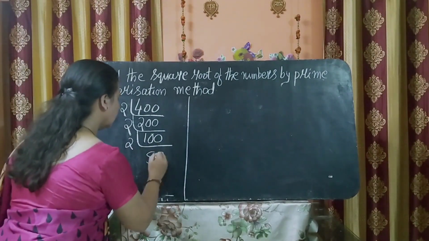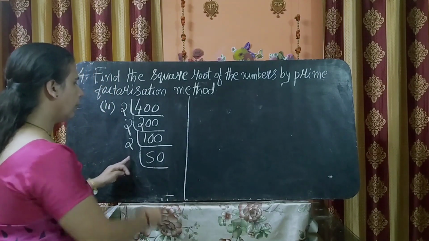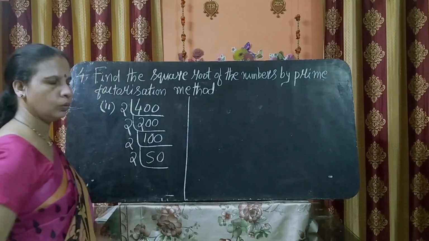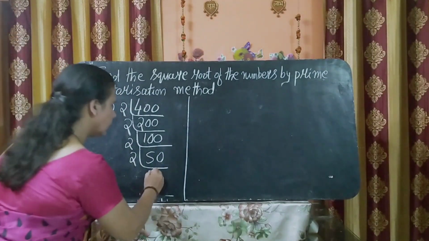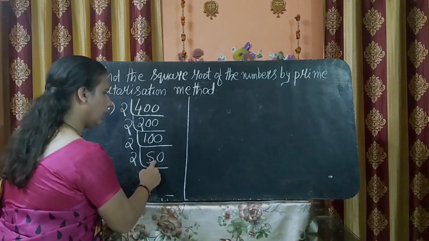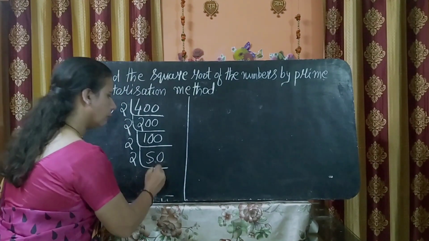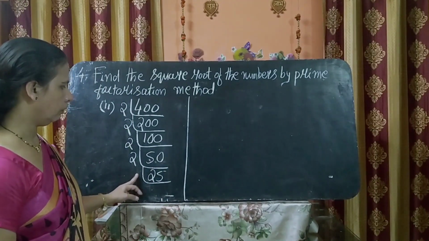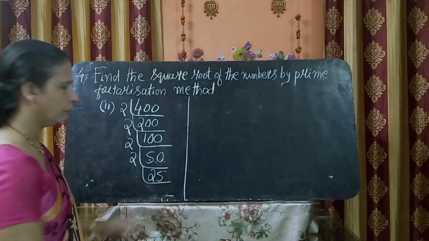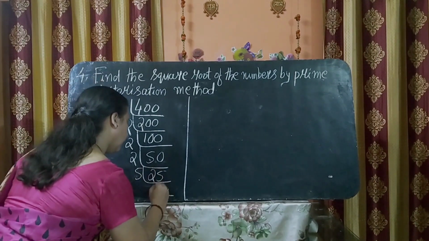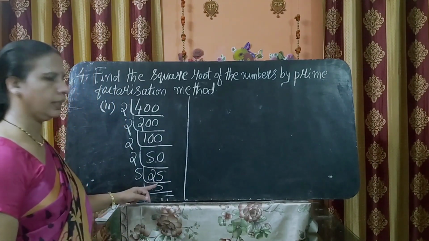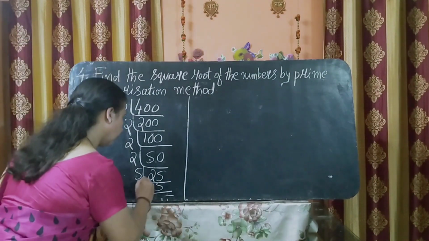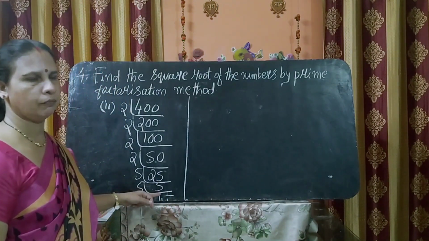Then bring down this 0. Again the factor is 2. Here 2 twos are 4. Then 1 is left. The number is 10. 5 twos are 10. Take the factor 5 because the last digit here is 5. 5 fives are 25. Again the factor is 5. 5 into 1, 5.